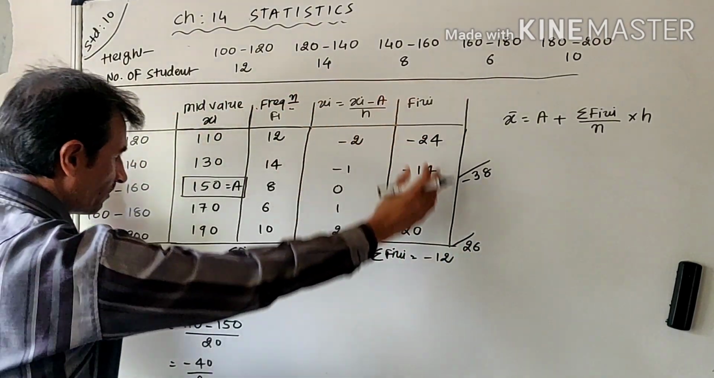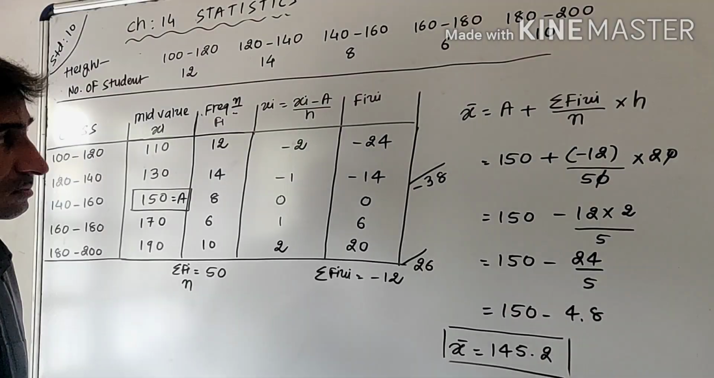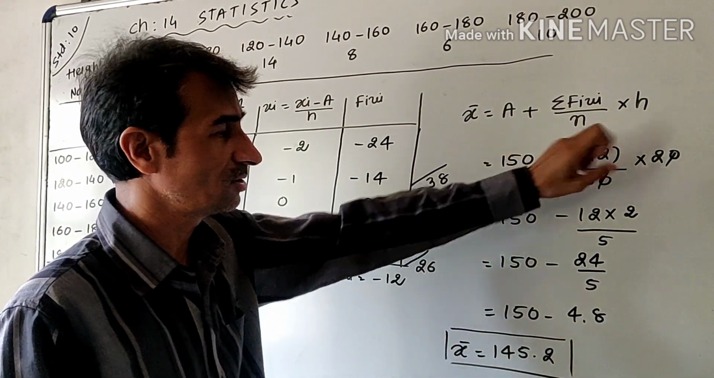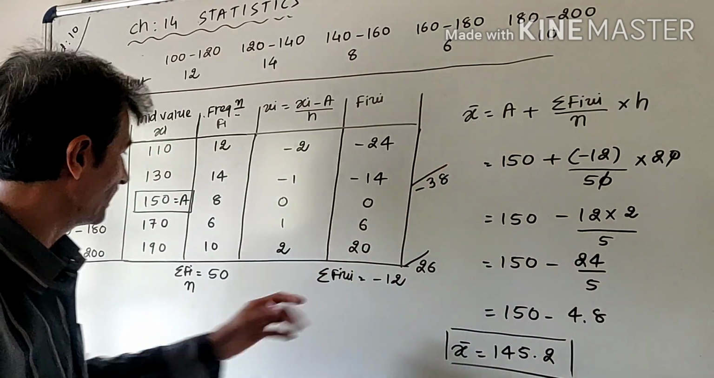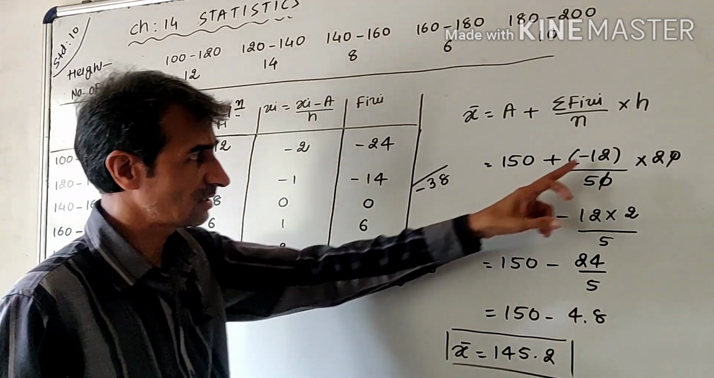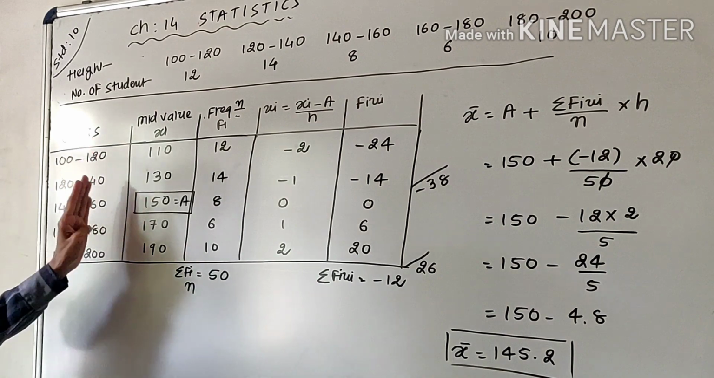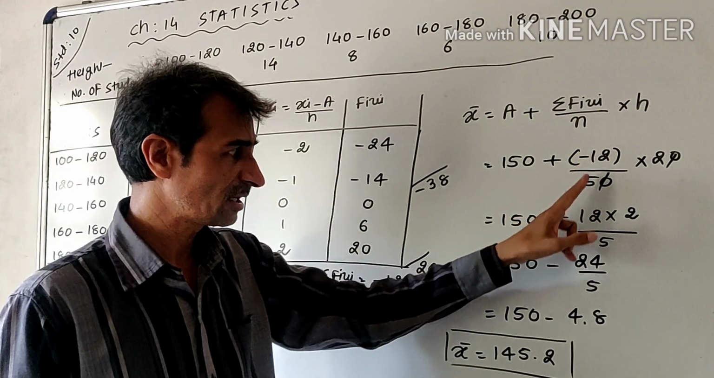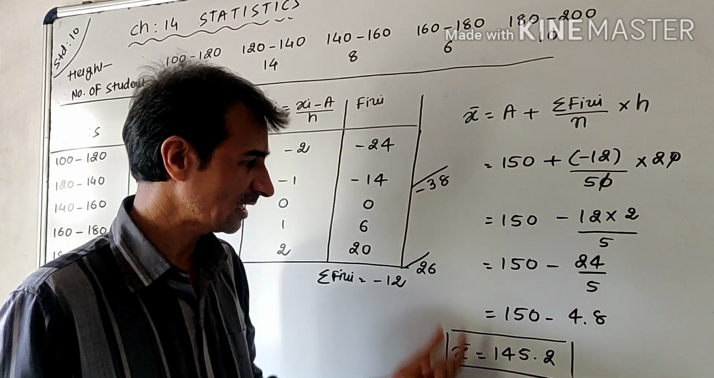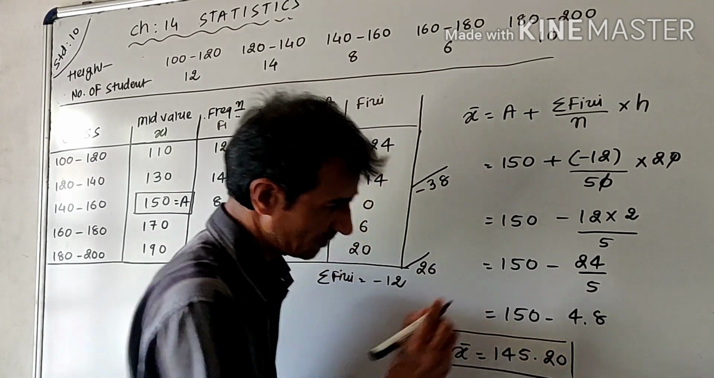Now you can see this is my completion of the table. Now put the values in the equation. Now this is the equation: x bar is equal to a plus sigma fi ui upon n, into h. Here a is equal to 150. Now plus sigma fi ui is equal to minus 12, n is equal to 50, and h is equal to the difference, which is 20. After the simplification we have 150 minus 4.8, and finally I have x bar is equal to 145.2. This is the answer.